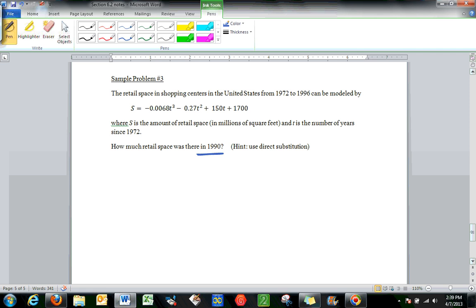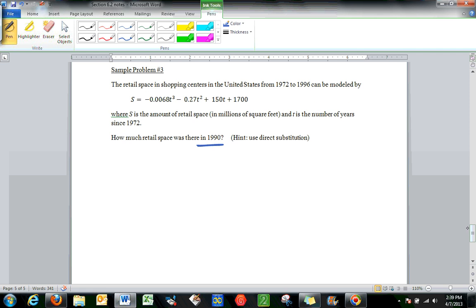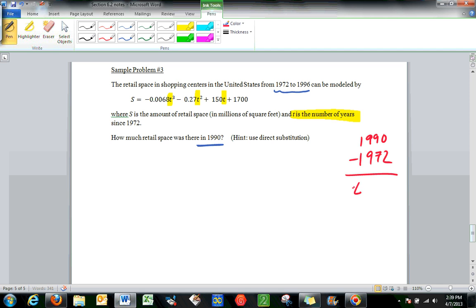Okay. The first thing we need to do here is we need to recognize that the model represents retail space from 1972 to 1996. And we're talking about 1990. And the t value in the function represents the time in terms of years. So we need to figure out how many years we're dealing with first. So 1990 minus 1972, which gives us a t value of 18 years.